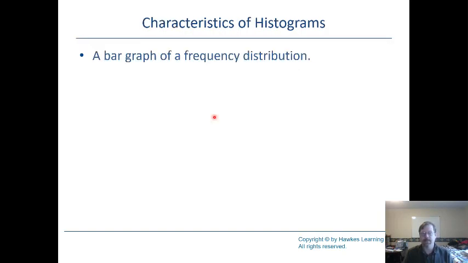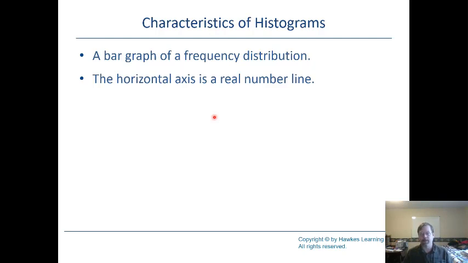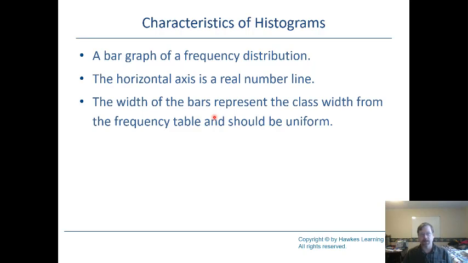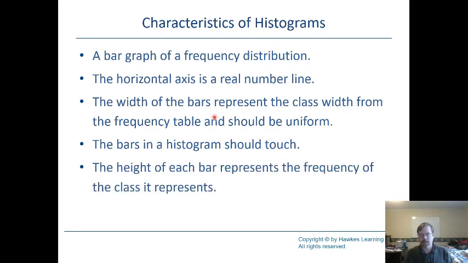So a histogram is a bar graph of a frequency distribution. The horizontal axis is a real number line, and the width of the bars represents the class width from the frequency table, and it should be uniform. The bars in the histogram should touch, and the height of each bar represents the frequency.